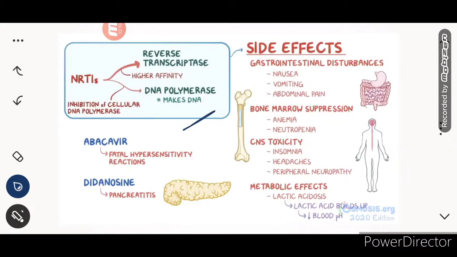Okay, so the common side effects are GI disturbances, bone marrow suppression, CNS toxicity, pancreatitis for didanosine, the hypersensitivity reaction for abacavir, and metabolic acidosis. Okay, these are some of the common side effects.